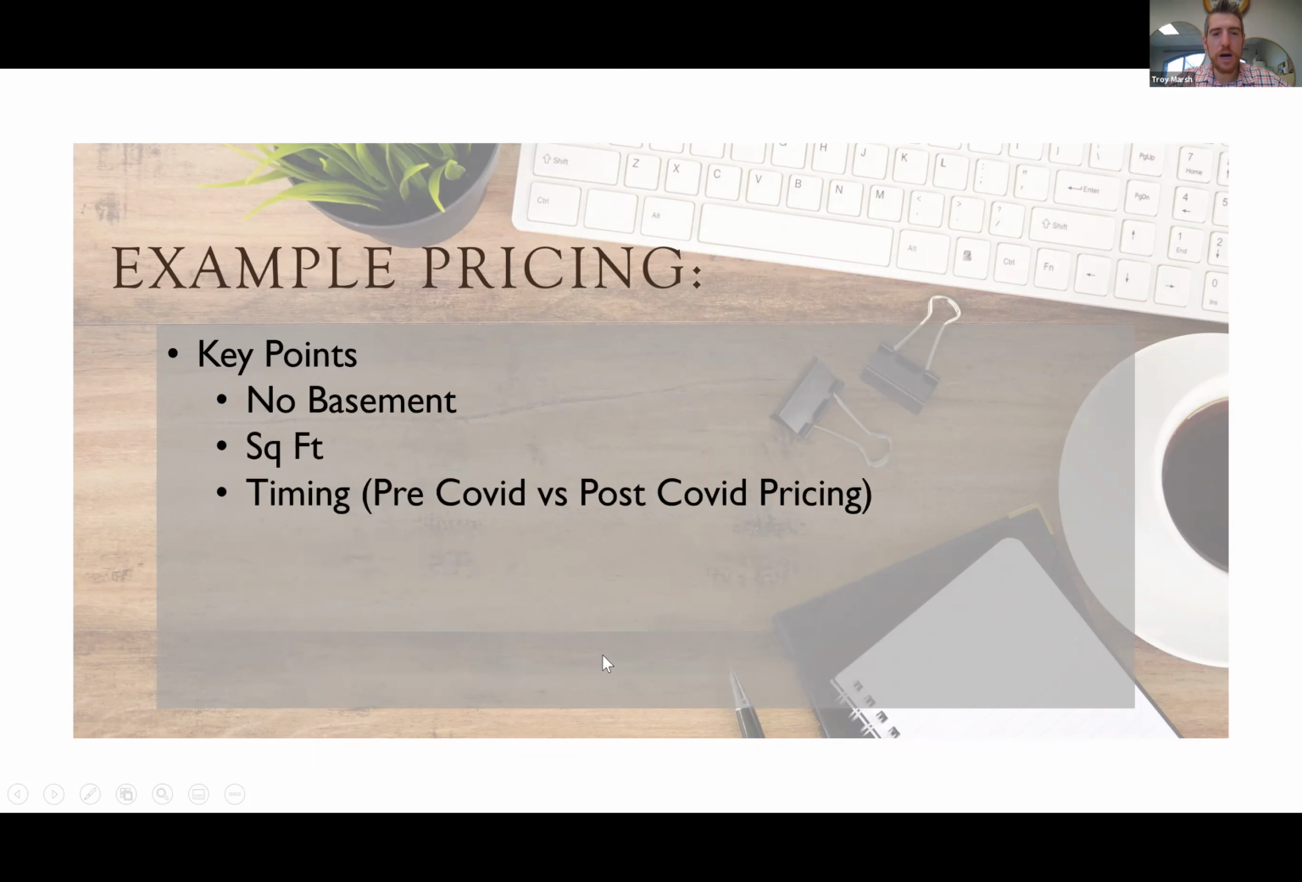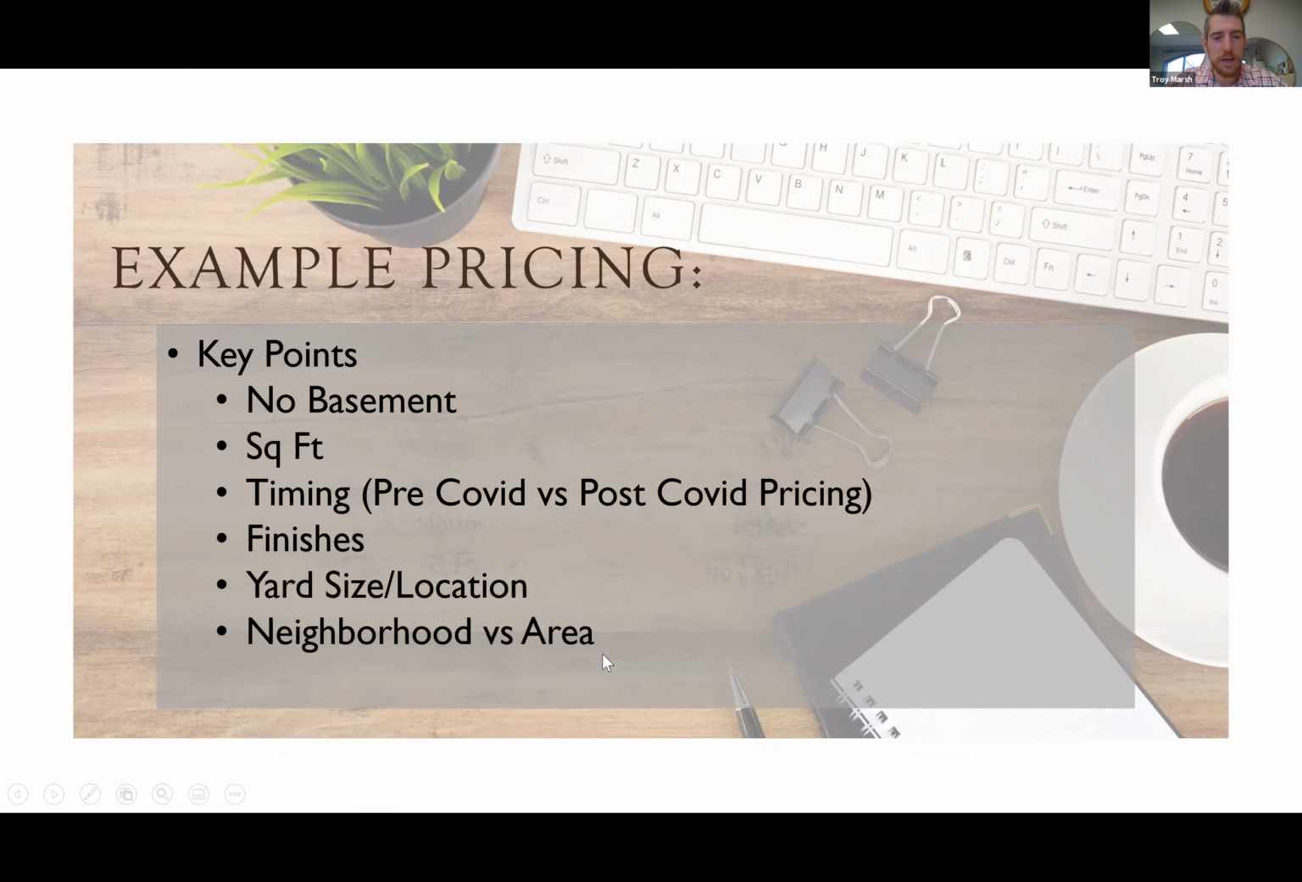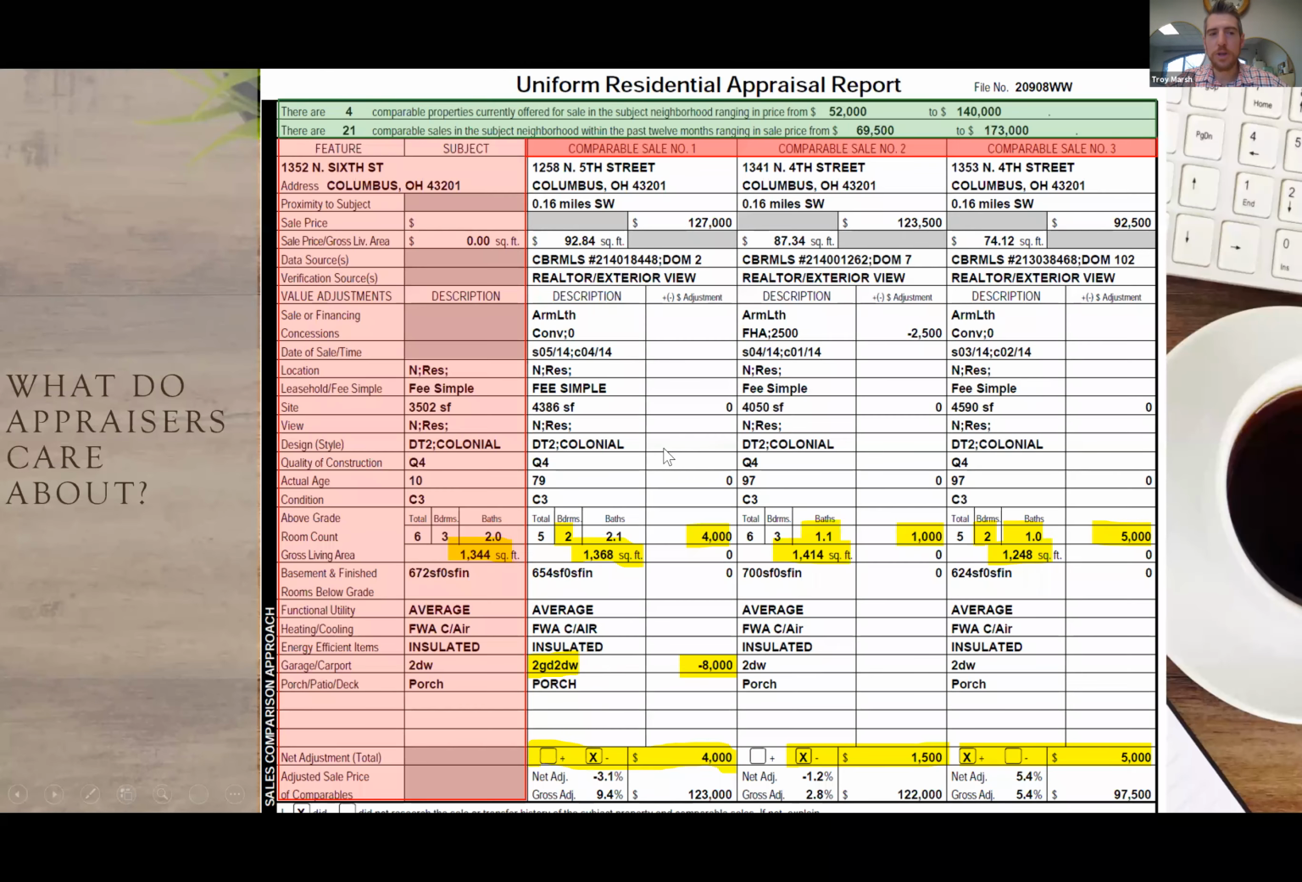All right, so I talked about pre-COVID versus post-COVID pricing. I talked about a lot of this stuff already. So this is now moving on to what do appraisers care about. So wait, what's post-COVID? What timeline is that one?